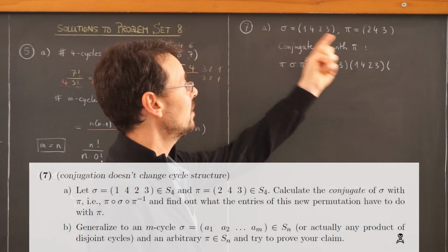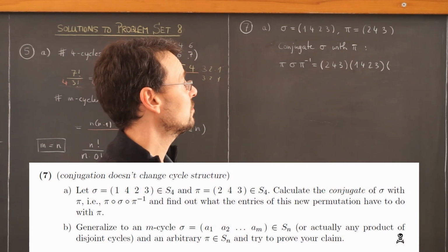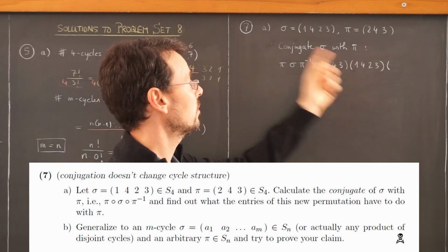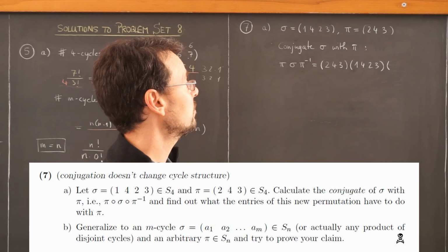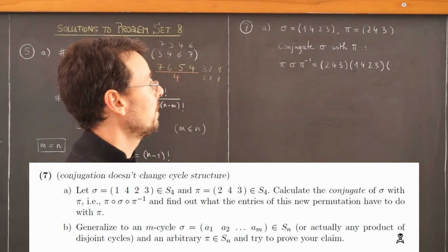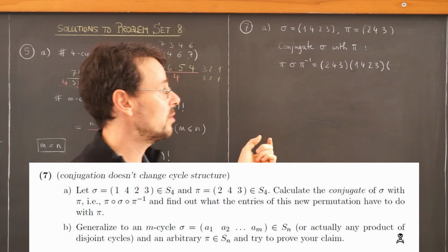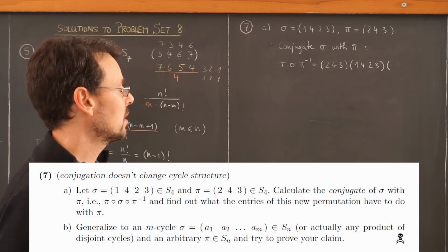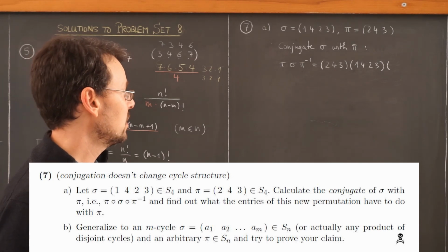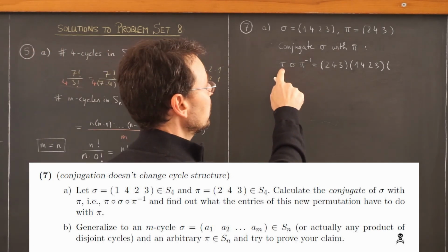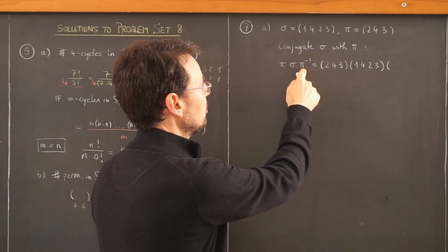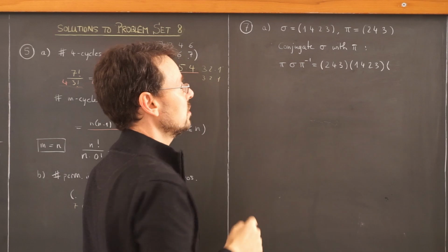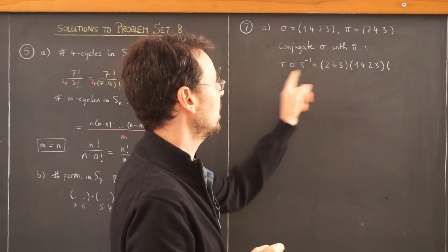So we have these two permutations in S4, and now we conjugate this here with pi. Or this here is the conjugate of sigma with pi. Conjugation is a very important operation on a group. We don't know yet why, but we will see that in some weeks. So we build pi sigma pi inverse. I stop writing these circles here for composition. So this is pi, this is sigma.